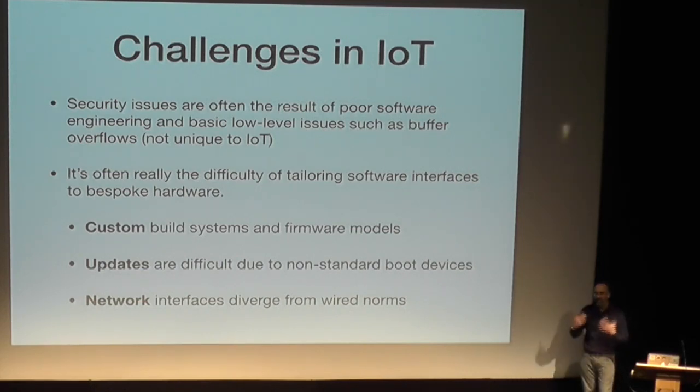Now, security issues are often the result of just terrible software engineering and just basic problems with buffer overflows. But the real problem in IoT comes from the fact that people are so careless and it is so hard to update these systems all the time. Because people write bad code everywhere, right? It's not just IoT. But IoT seems to really concentrate the bad code into your smart heart pacemaker or whatever it is.